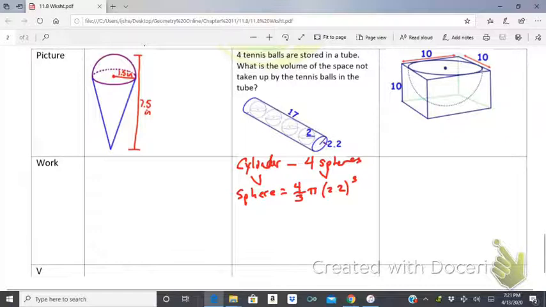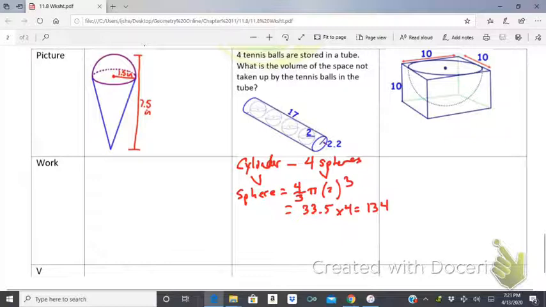Oh, hang on. Nope. It's not 2.2. It's 2. Sorry. To the third power. When you hit the enter button on your calculator, you end up getting 33.5. Now I'm going to multiply that by 4 because there's 4 tennis balls on the inside, right? So now that's going to be 134. So the volume of the tennis balls is 134.